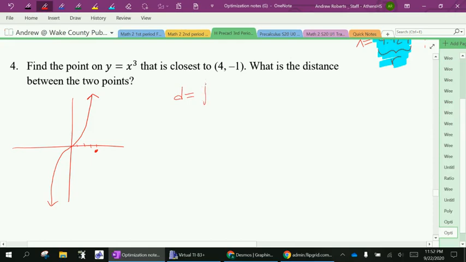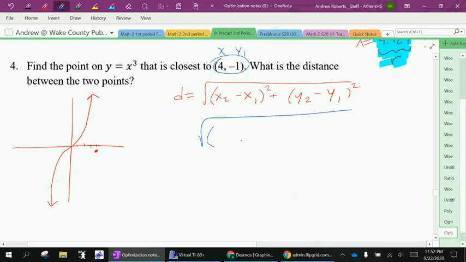So the distance equals the square root of x2 minus x1 squared plus y2 minus y1 squared. Now we have to get rid of all these x's and y's and replace them as best we can. I know that 4, -1 is an x and a y. I'm going to call that x1, y1. So I'm going to have the square root of something minus 4 squared plus something minus negative 1, so it becomes plus 1 squared. Then I've got an x2 and a y2.